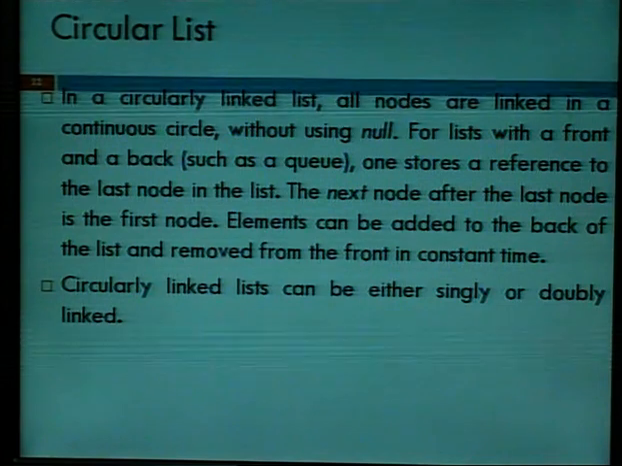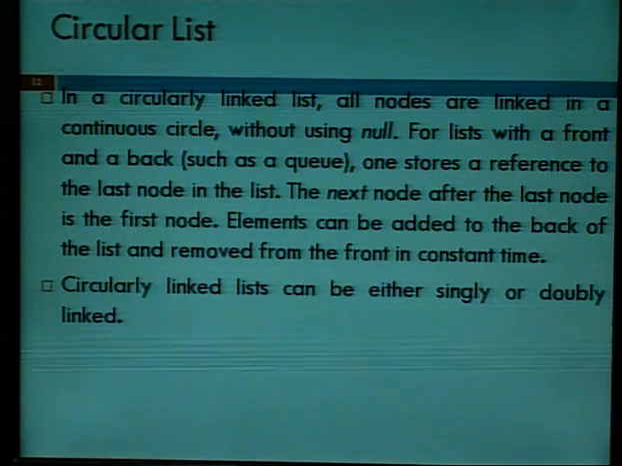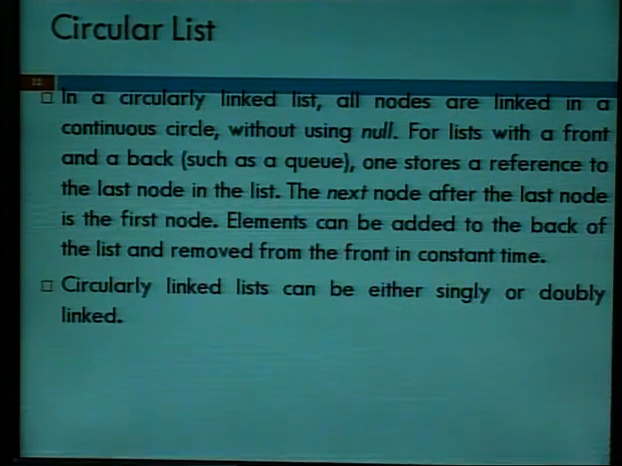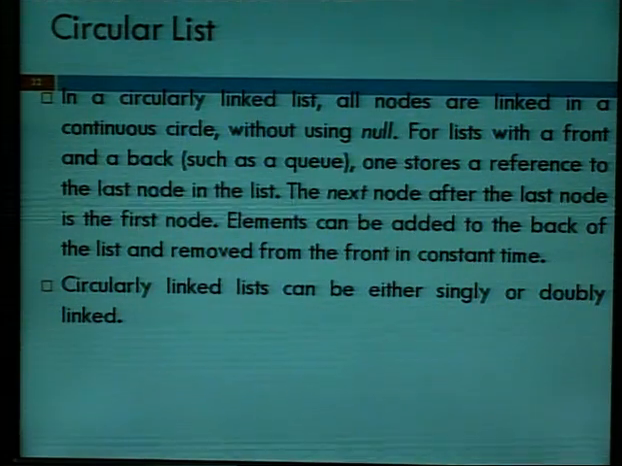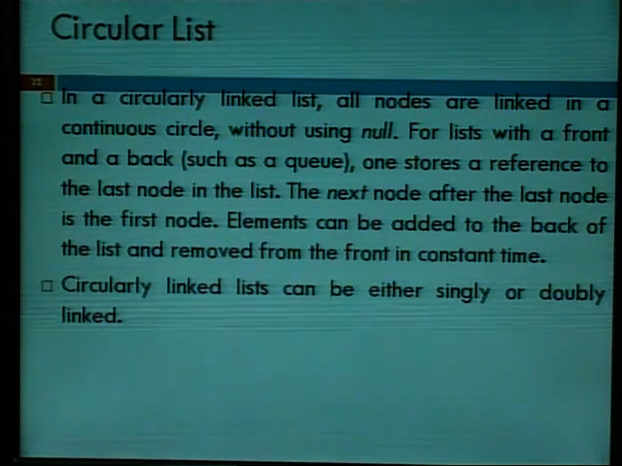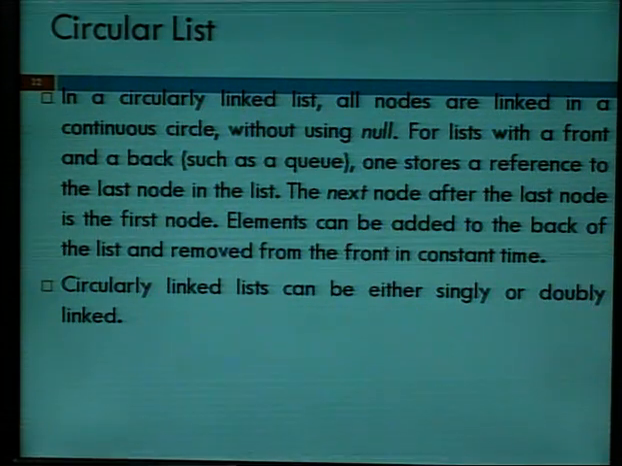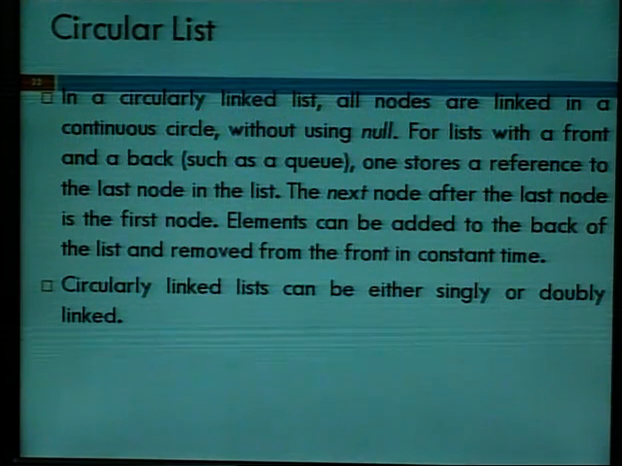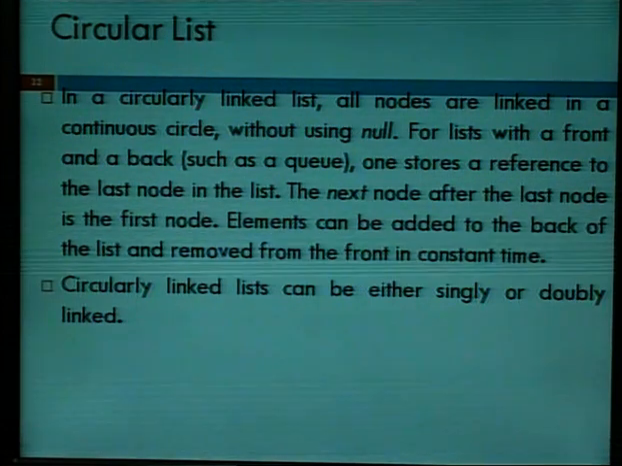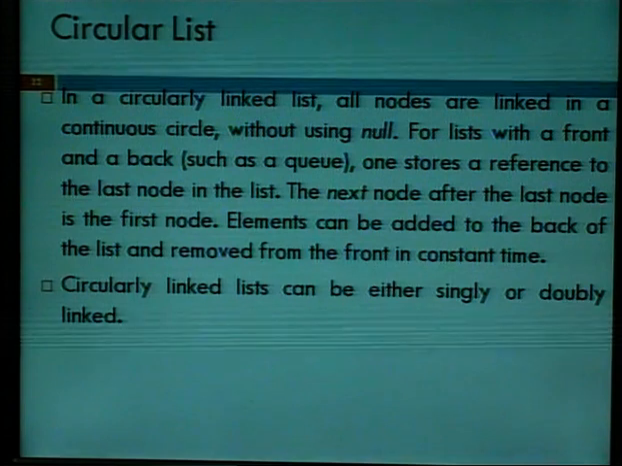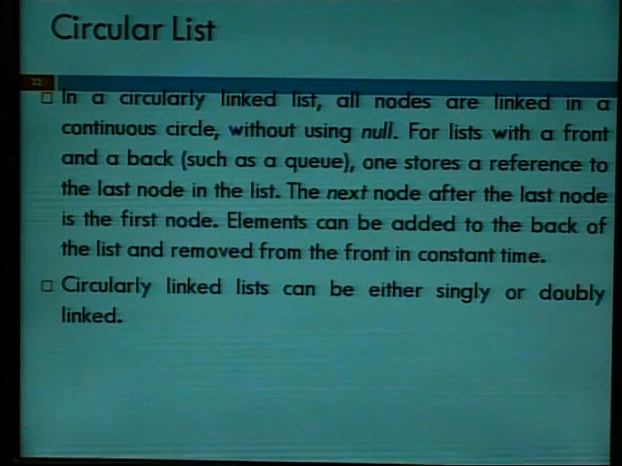Next is a circular linked list. It is another type of linked list. In a circular linked list, all nodes are linked in a continuous circle without using null. For a list with the front and back, such as a queue, one stores a reference to the last node in the list. The next node after the last node is the first node. Elements can be added to the back of the list and removed from the front in constant time. A circular linked list can be either single or double.